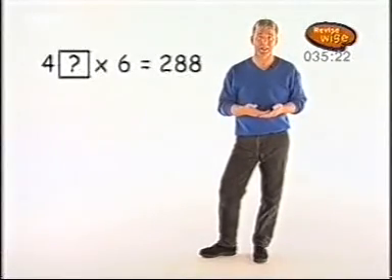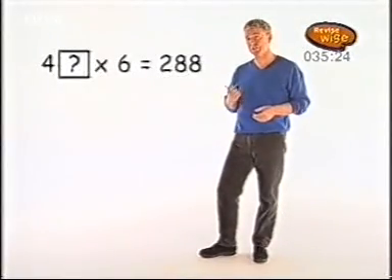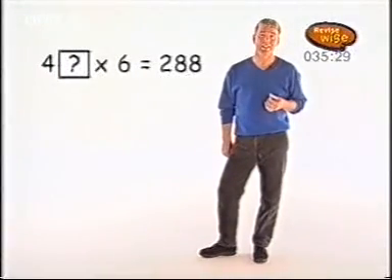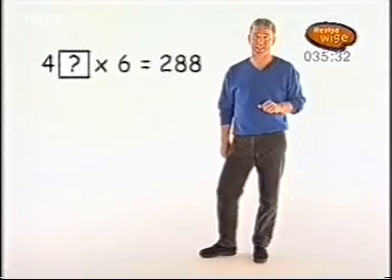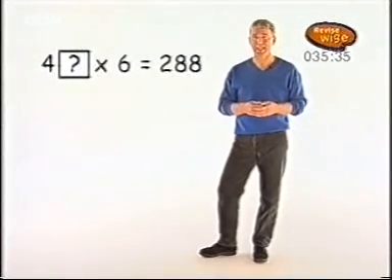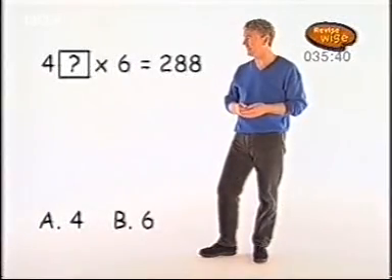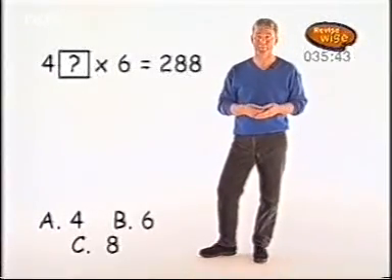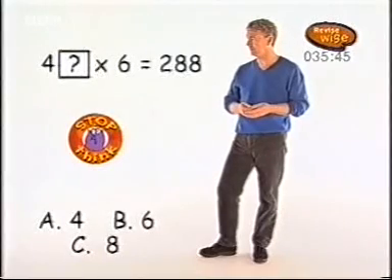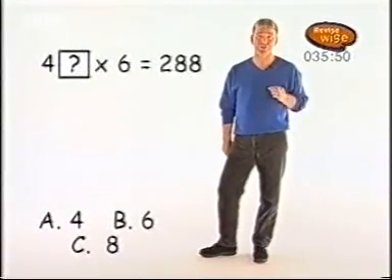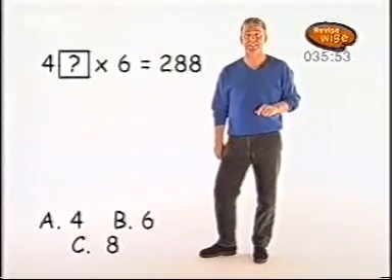You might need a pencil and paper for this question. What is the missing digit in 40-something times 6 equals 288? Is it A, 4, B, 6, or C, 8? You don't have to get it right straight away. Let's go to the maths team for some hints.